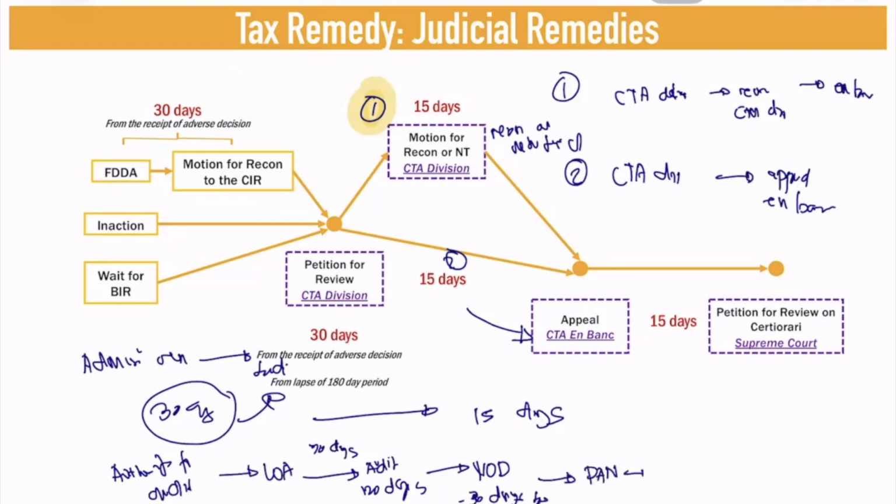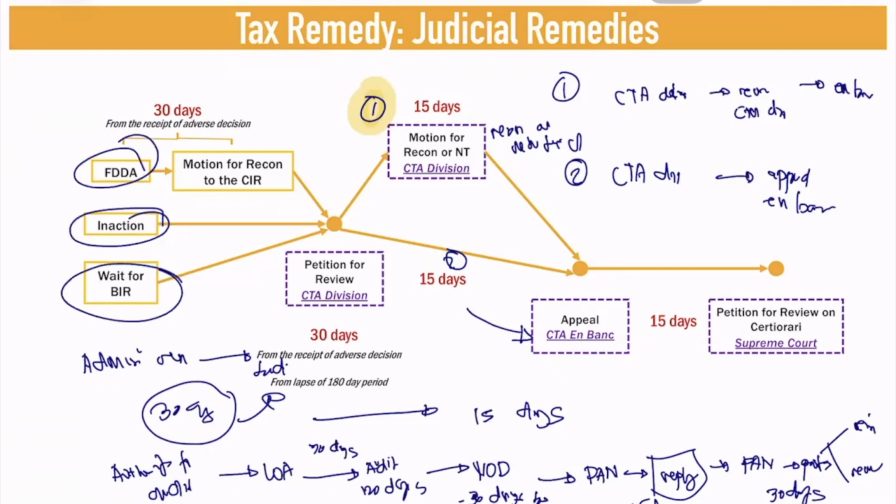And then, pwede kang mag-reply or hindi ka mag-reply within 15 days. Tapos, there is now FAN. And then, you need to protest this FAN within 30 days. Tapos, either reinvestigation or reconsideration. Then, within 180 days, mag-decide si BIR. So, pwedeng FDDA in action or wait sa BIR. That is the end of our admin remedy. Tapos, magpe-petition for review ka from your admin remedy to judicial remedy within 30 days. Tapos, CTA Division, CTA en banc, Supreme Court, lahat doon 15 days na.